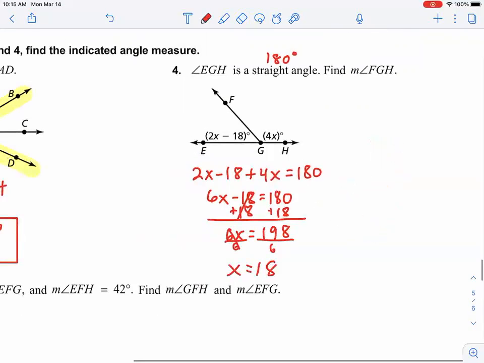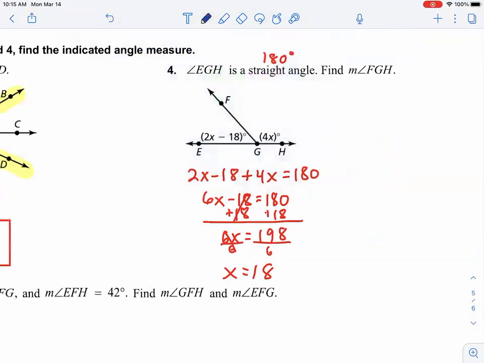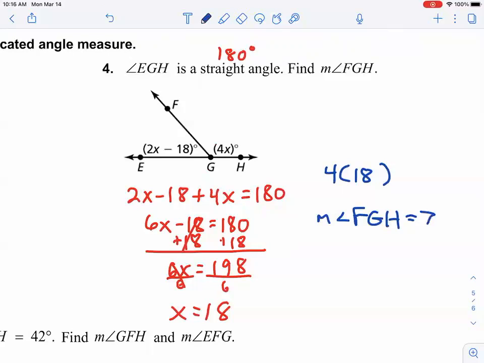So if x is 18, don't forget we have to plug that in. So to find, what are we trying to find? FGH. So FGH is this side. So I do 4 times 18, which is going to be 72. So the measure of angle FGH equals 72 degrees.